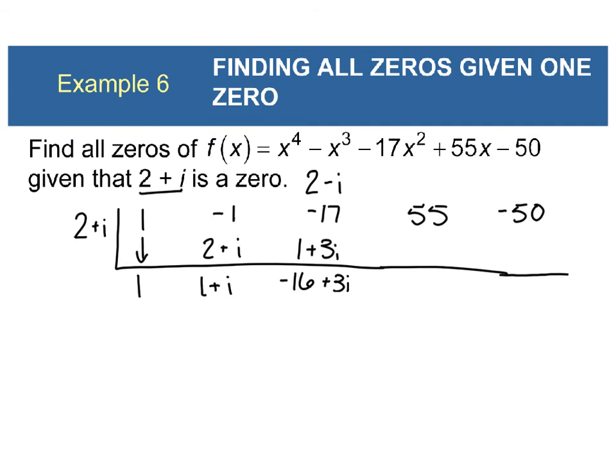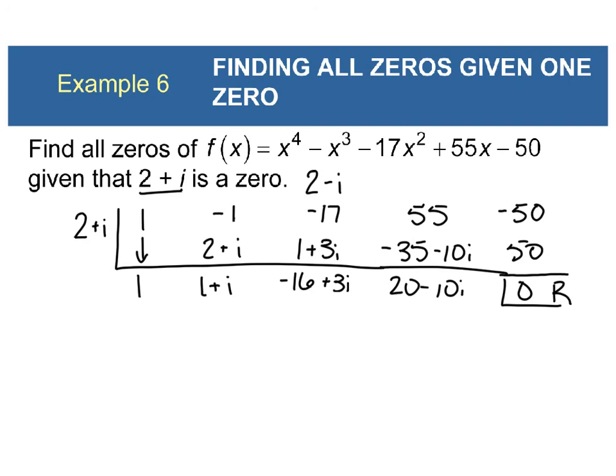I'll show you all how to use your calculator for these. That will make this process a lot quicker. So remind me of that in class. And then put together 55 and this by adding, we get 20 minus 10i. And then finally, the 2 plus i and 20 minus 10i multiply together does give us 50, which gives us remainder 0. That's what we're looking for because 2 plus i is a zero. Therefore, the remainder must be 0.